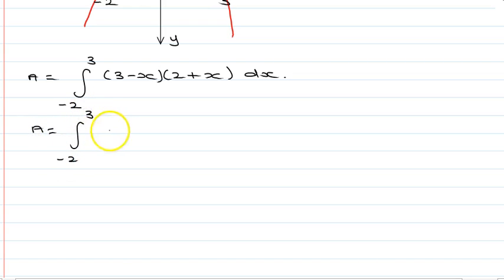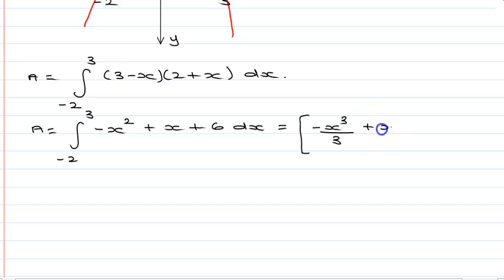Now I can do this quite quickly. Hopefully you're good at doing this as well. So minus x squared plus x plus 6. And now I'm ready to integrate. Remember, when we integrate, we add a power and divide by that new power. And remember, I'm integrating, keeping the limits in the same order with the 3 at the top and the minus 2 at the bottom.